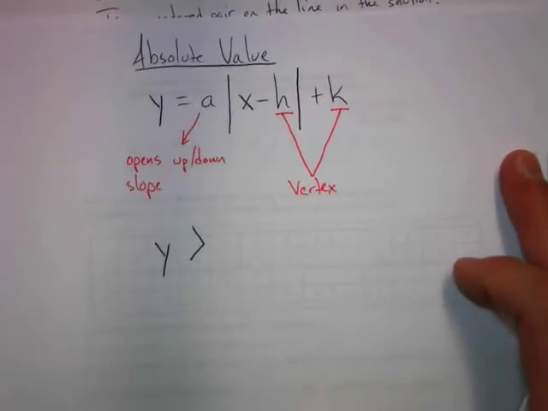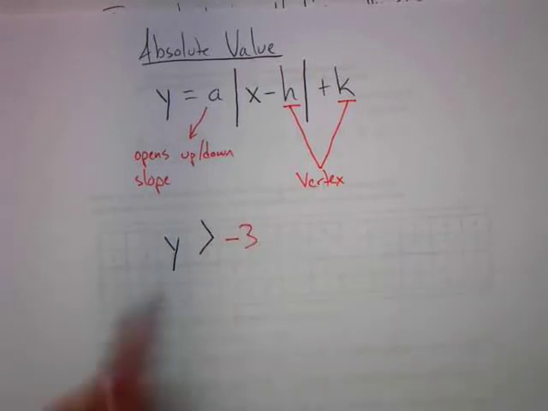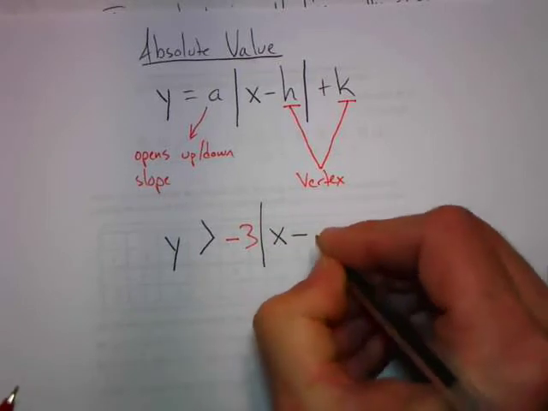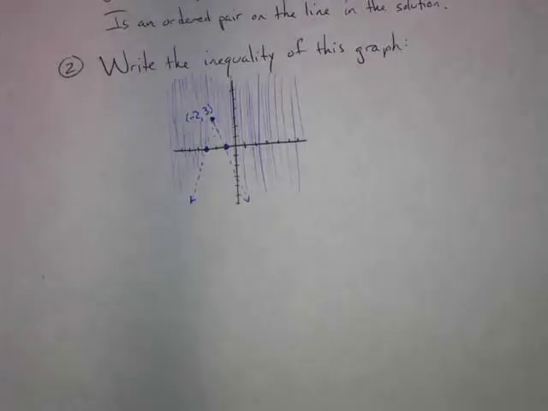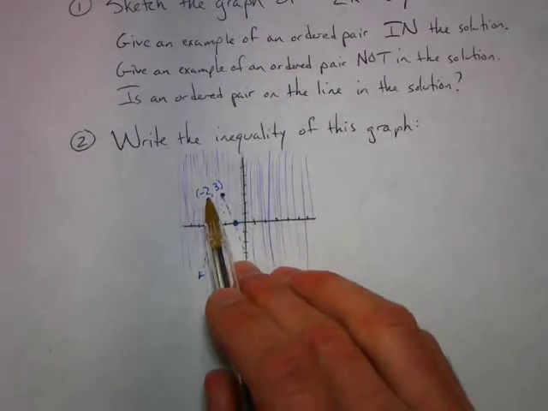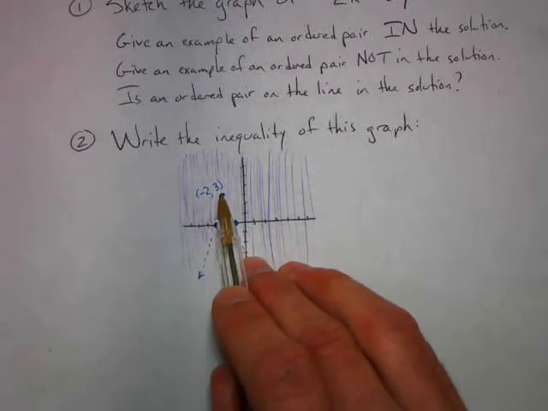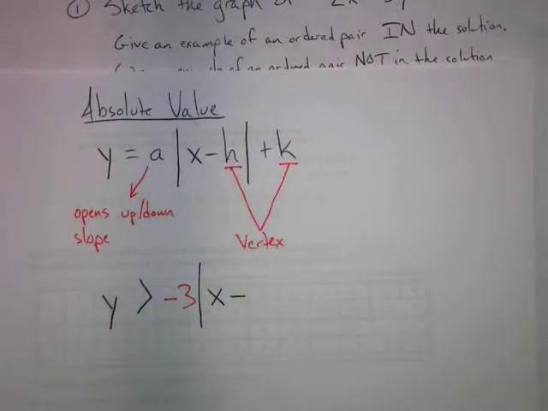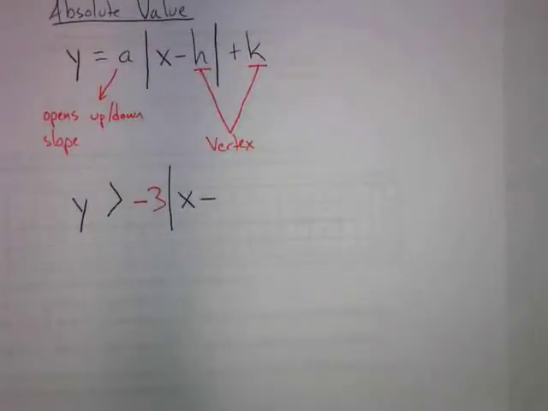So we look at our vertex form. The a is negative 3. And then we have our absolute value. We have the x. We also have the minus. Now we look at our vertex. Our vertex is negative 2, 3. That means h is negative 2 and k is 3. Let's talk about the h real quick because that's going to be kind of tricky. The h is negative 2.